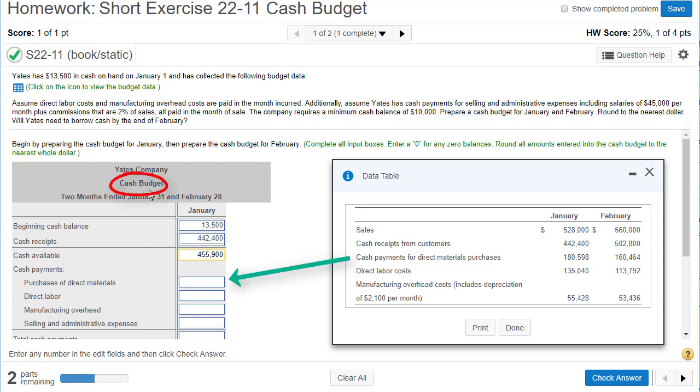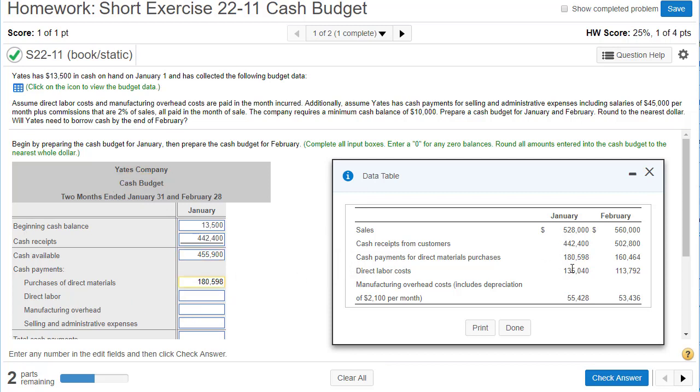Now remember, this is a cash budget, so we're only interested in direct materials paid with cash, no direct material purchases on account. So we have to make sure that this says cash payments. So here's our direct material purchases, and these are cash payments. So we got $180,598 going out for direct materials.